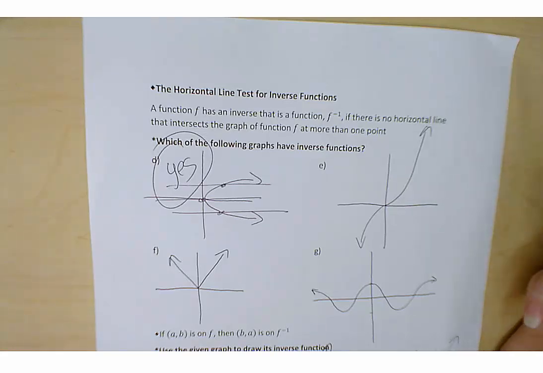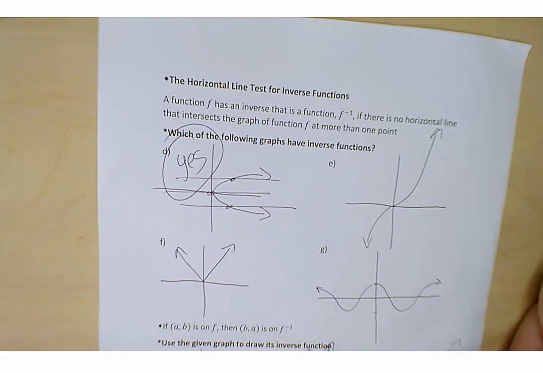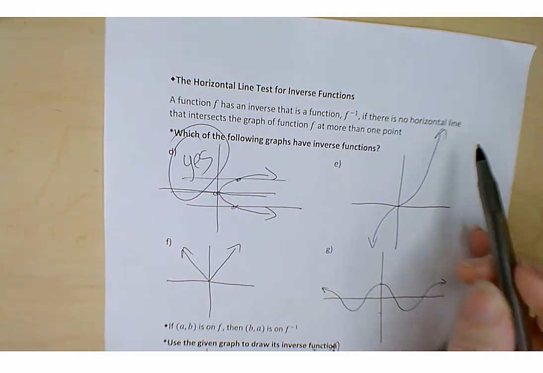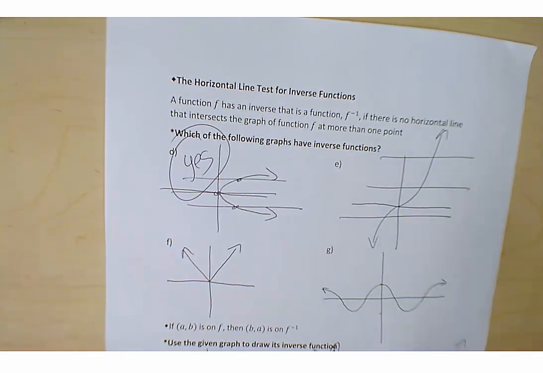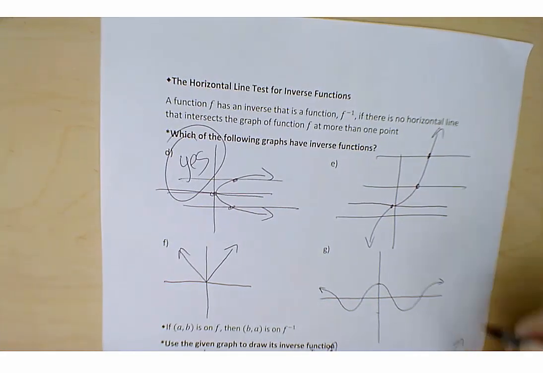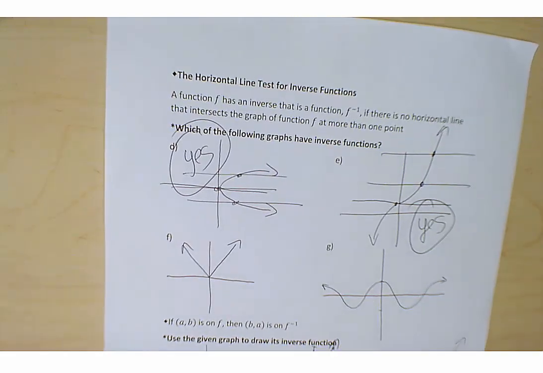If I take a look at example E, this is what the parent function for a cubic function looks like. Again, draw a horizontal line anywhere on the graph, and it's just hitting one time, one time, one time. This one is also a yes.